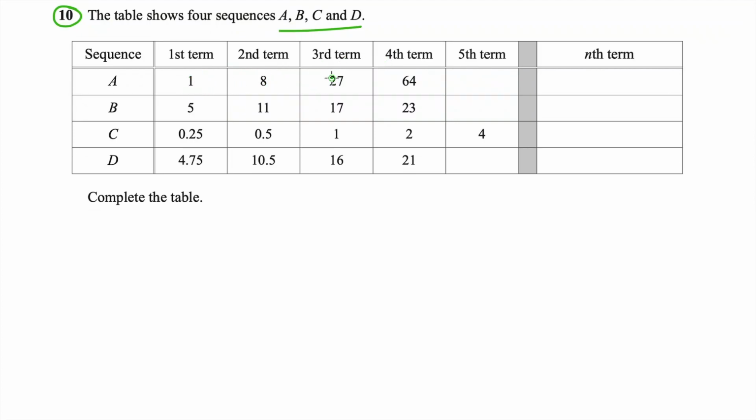They are all cube numbers. So the fifth term would be equal to 5 cube, which is 125, and the nth term is n cube. This is a straightforward question. You need not do anything for that. Now B.